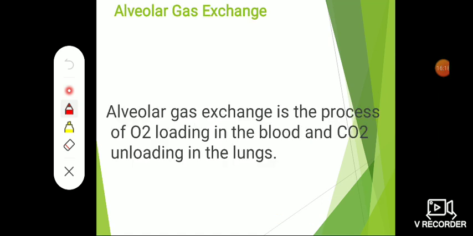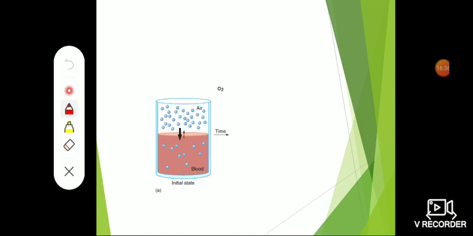So alveolar gas exchange is a process of oxygen loading in the blood and CO2 unloading in the lungs. That means from the alveoli to the capillaries, oxygen is transferred, and from capillaries back to alveoli, CO2 is driven back. So just a simple mechanism of transfer of gases, between air and the blood. So what is happening in the alveoli? It is rich in oxygen. So obviously from higher concentration to lower concentration there is a movement of gases.